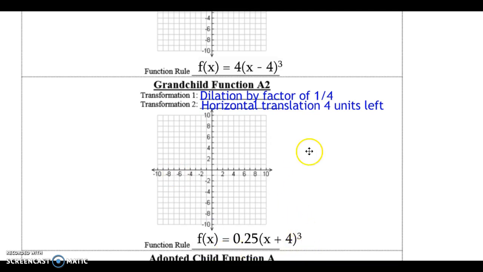There it is. So you can see that we have the same exact parent function, which the grandchildren functions would have, but the transformations have been reversed, and you can see that 1/4 is equivalent to 0.25.